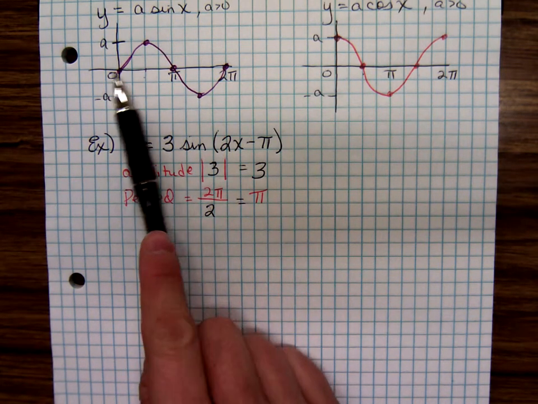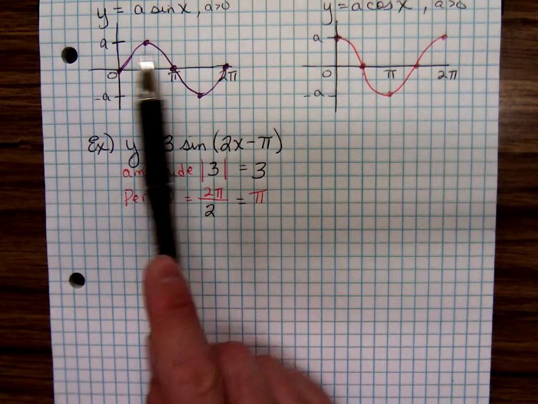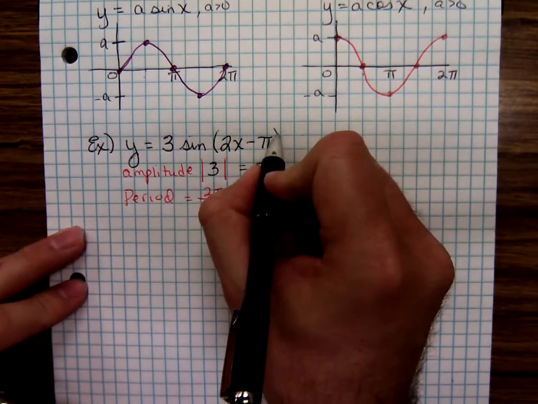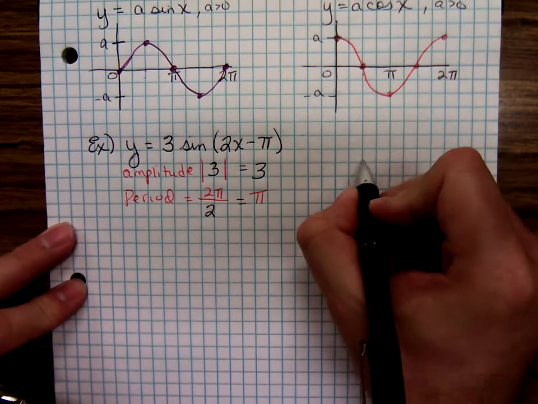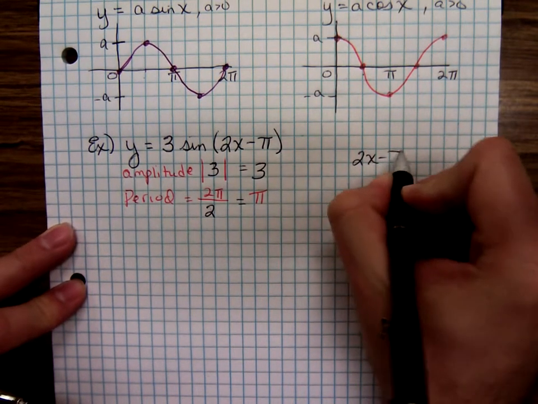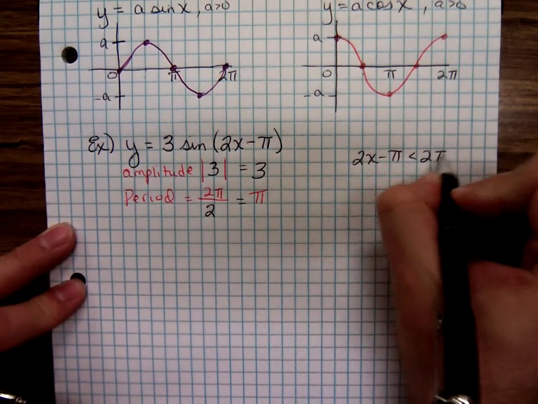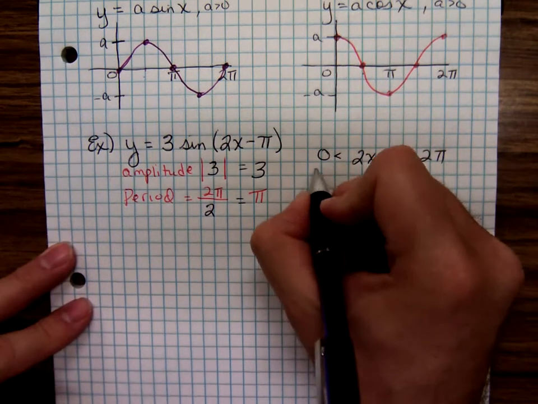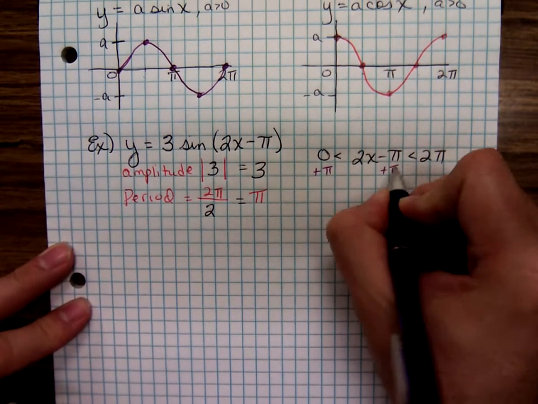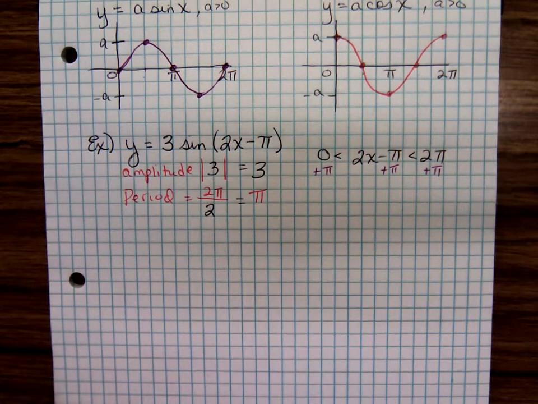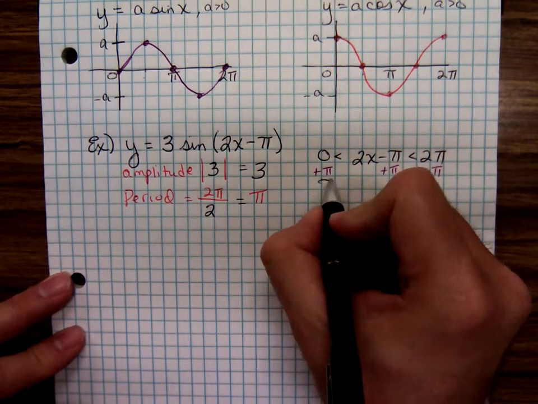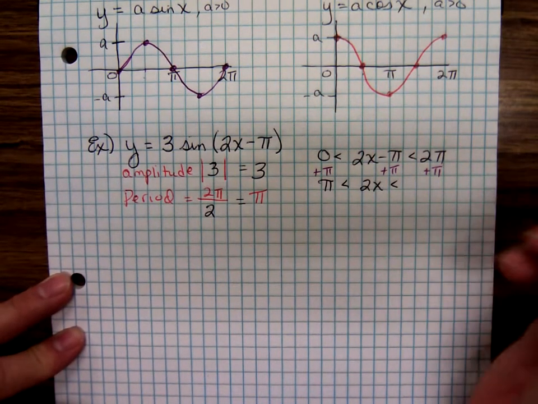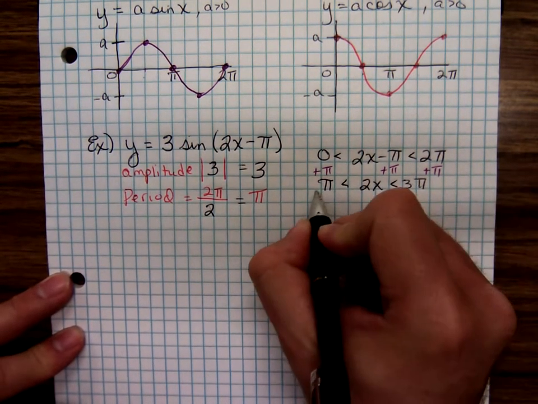Instead of it starting at 0 and stopping at 2 pi, the way we'll find where it starts and stops is you take the angle, the stuff that comes after the trig function, and set it between 0 and 2 pi. And just solve this for x. Get the x by itself in the middle. So 2 pi plus 1 pi, 3 pi, and then divide by 2.